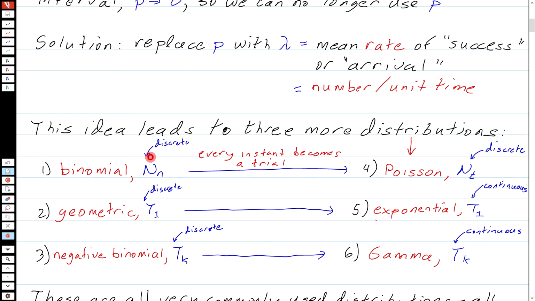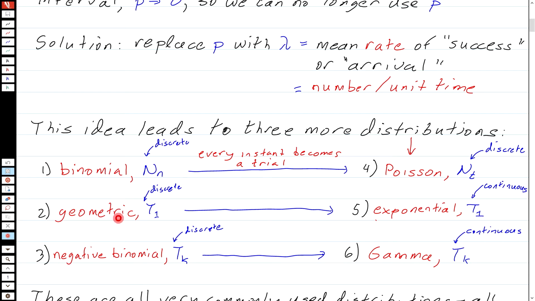I put on the left-hand side the distributions we've already seen: binomial, geometric, and negative binomial. Then we say, okay, every instant is becoming a trial, and the analog to the binomial becomes the Poisson distribution. We're going to call it N sub t, and this is going to be the number of arrivals in time interval t.